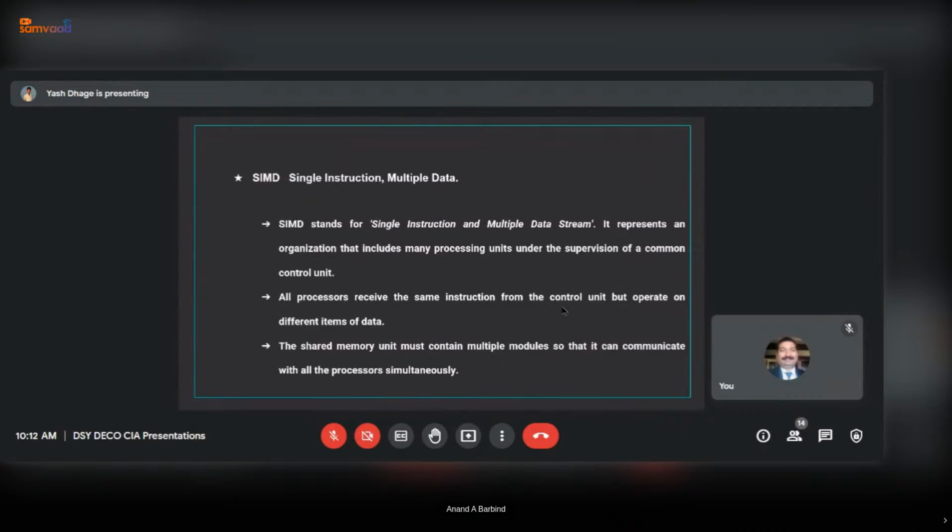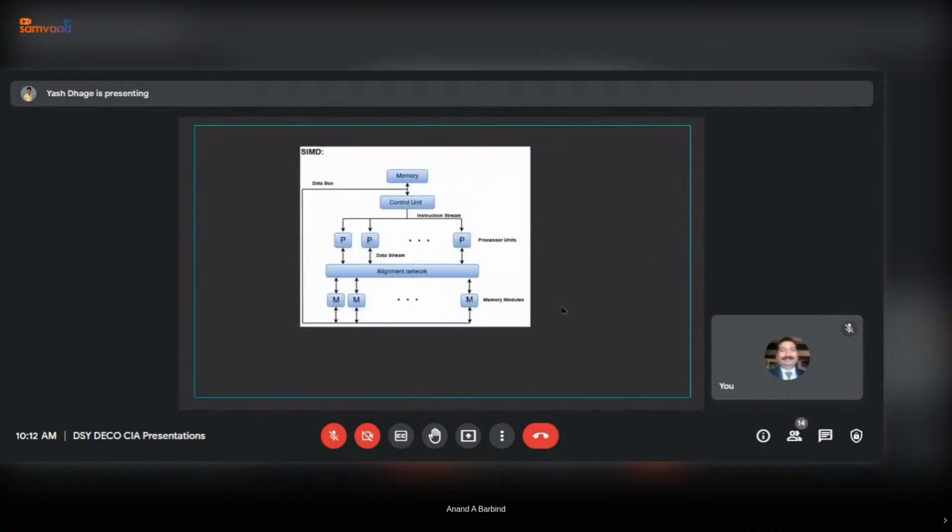In single instruction, multiple data, previously only one instruction was executed at a time and one operation was performed. Here, multiple operations are performed at a time, but the output is given by a single instruction.